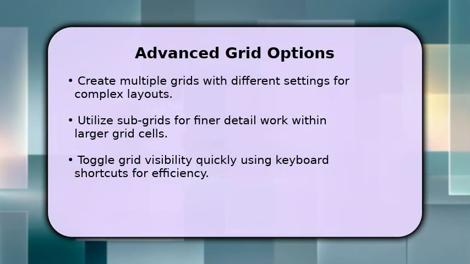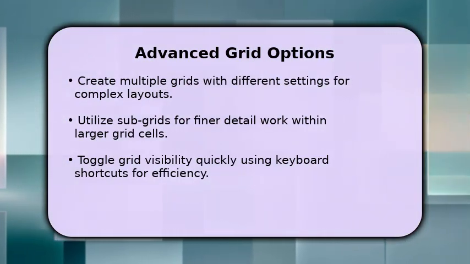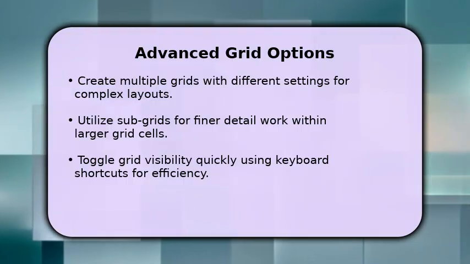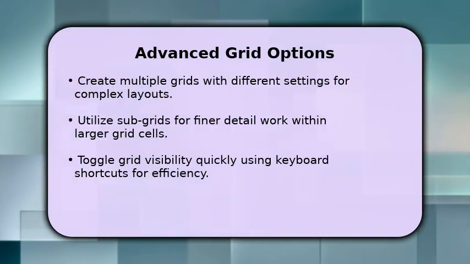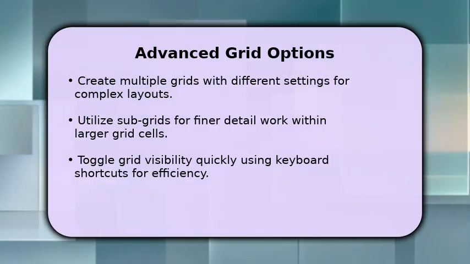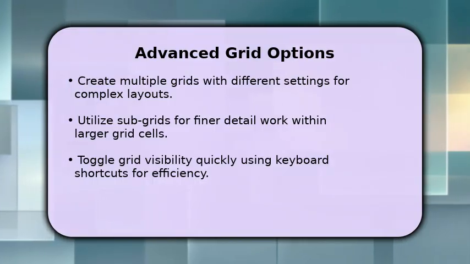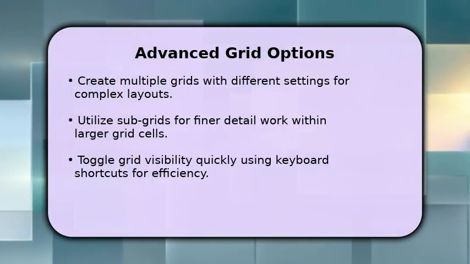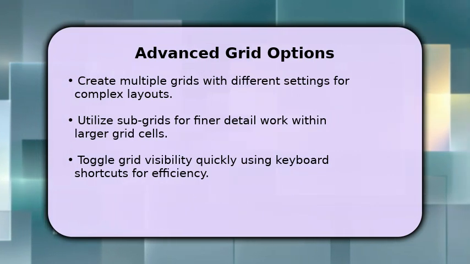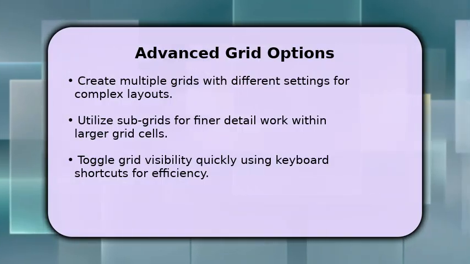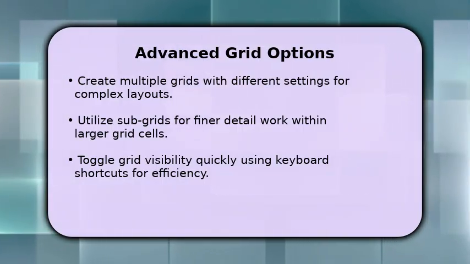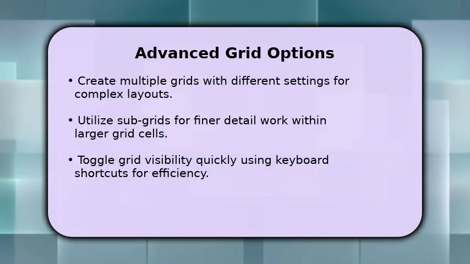Krita's grid system also offers advanced functionalities. You can set up subgrids, for instance, dividing each main grid cell into 4 smaller sections, allowing for even finer detail work. Experiment with different grid types, like isometric or perspective grids, to suit specialized projects. Remember, you can quickly toggle the grid on and off using the Shift+G shortcut, streamlining your workflow as you switch between detailed and freehand drawing.